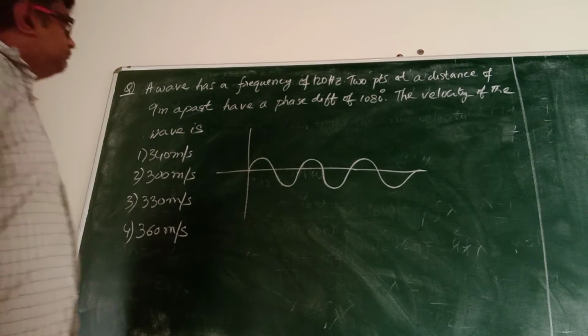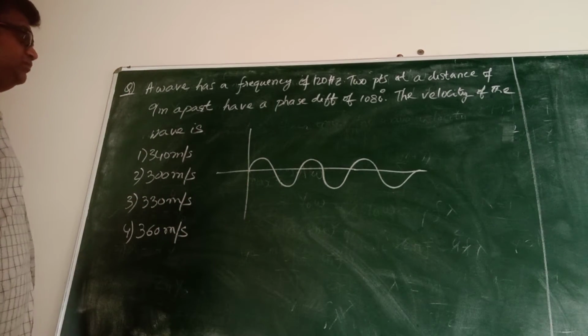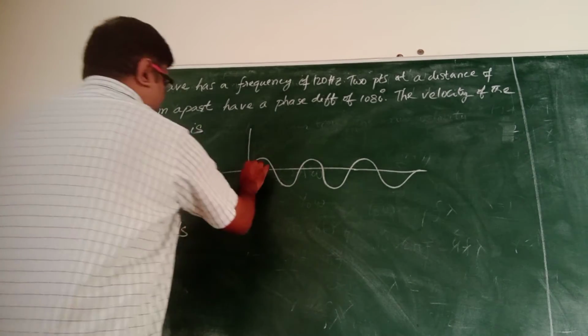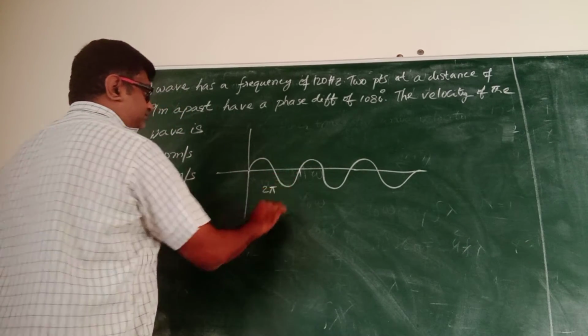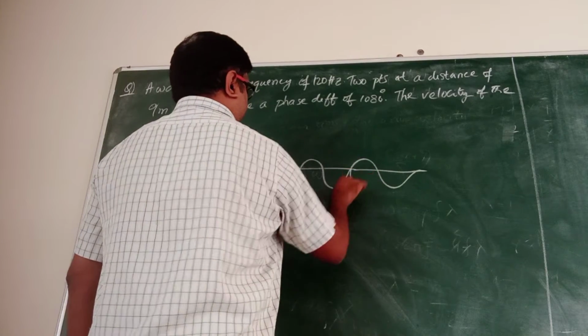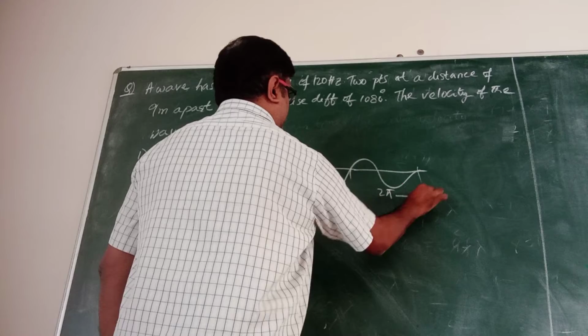Now, he has taken 2 points such that the phase difference is 1080. See, from here to here it is 360 degree. So it is 2 pi. So here to here it is another 2 pi. So here to here it is another 2 pi.